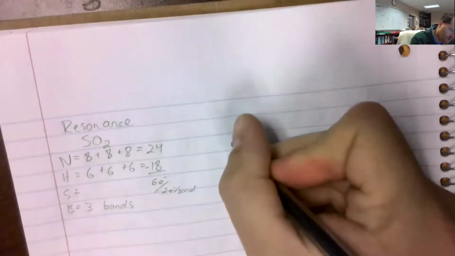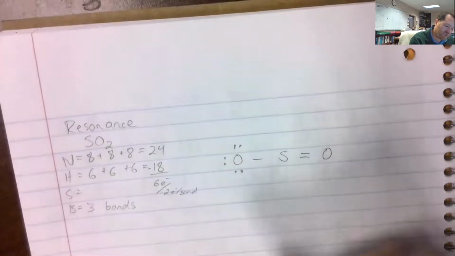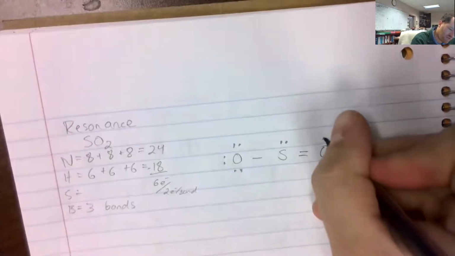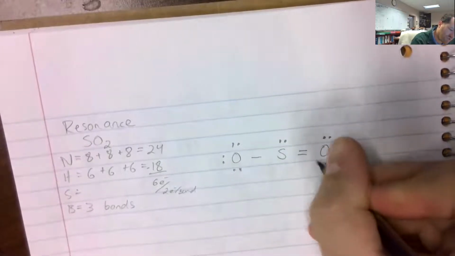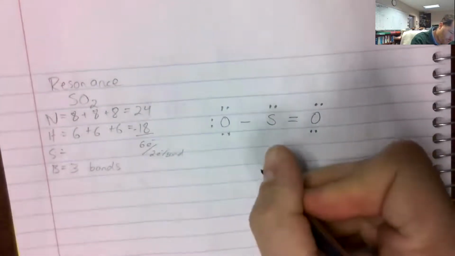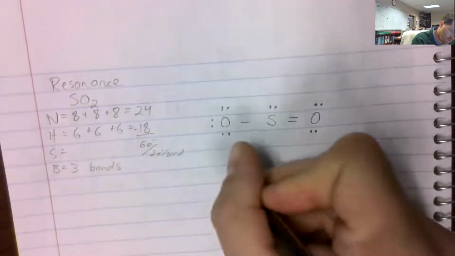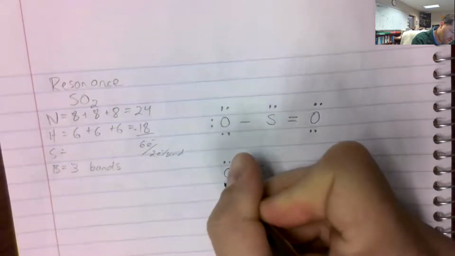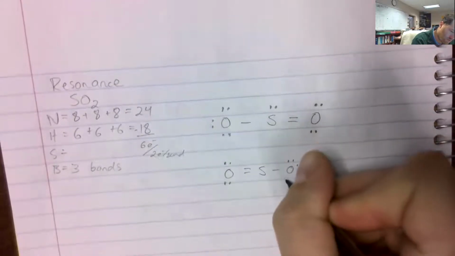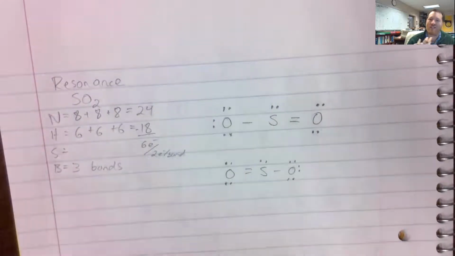So let's first of all make sure everybody's happy here. There's oxygen's 8. Sulfur needs 2 more. So let's get 2, 4, 6, and 8. This oxygen over here needs 4 more. It's got 4 in that double bond. So there we go. But ultimately, there is no difference between this and this. They're the exact same structure.